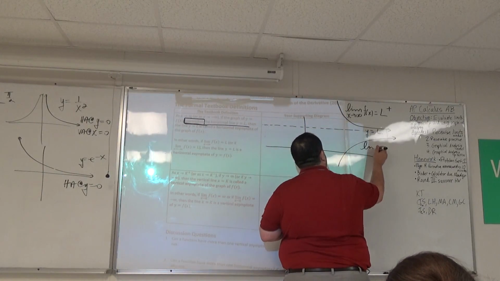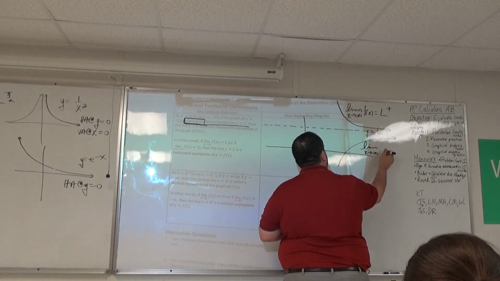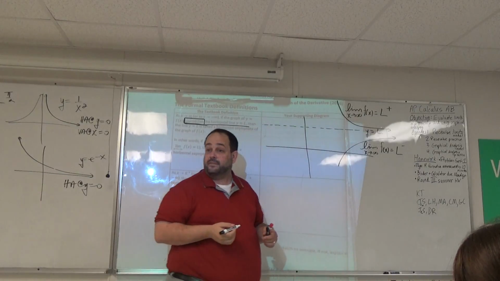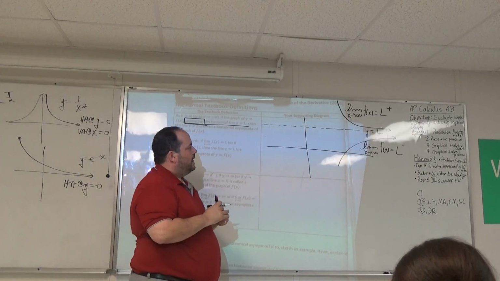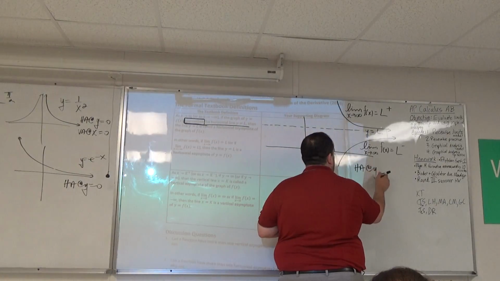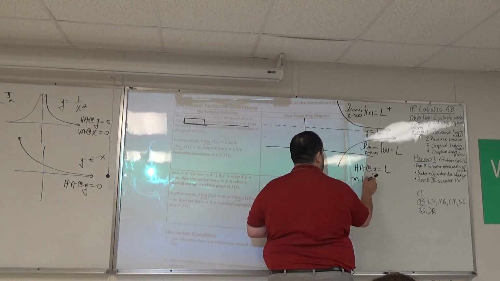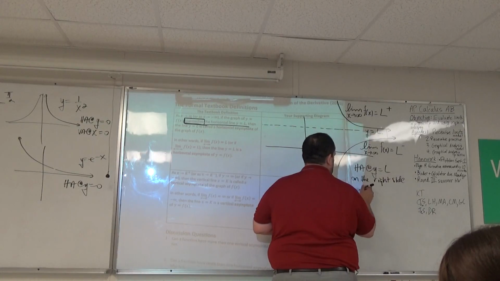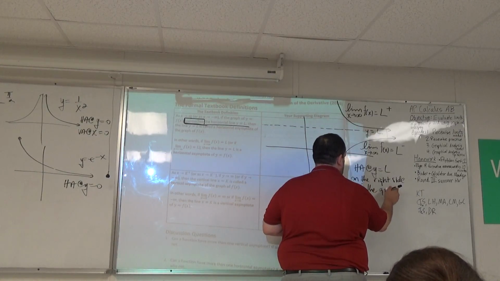Okay, and here I'm going to say this means the limit as x approaches infinity of f of x equals L, but we're going to say it's coming in from the left. This is an example of a horizontal asymptote at y equals L, and I'm going to say on the right side of the graph. The right side of the graph.